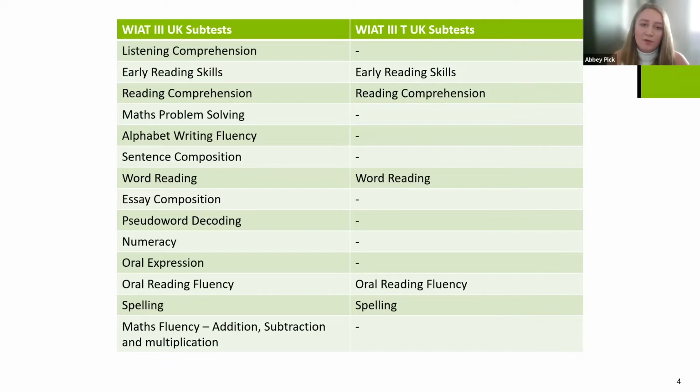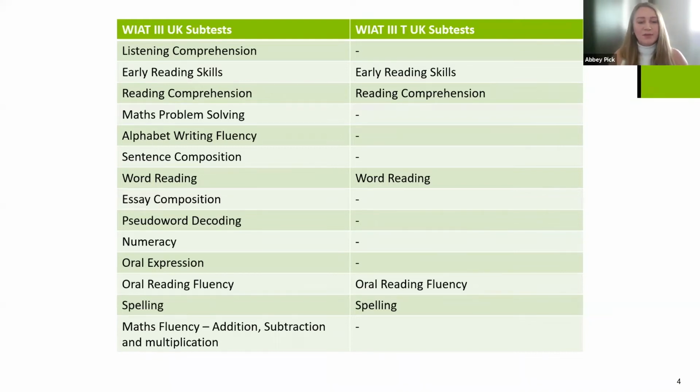For maths problem solving, this measures untimed maths problem solving skills in the following domains. So you have basic concepts, everyday applications, geometry, and algebra. And the student provides oral and pointing responses. For alphabet writing fluency, this measures the ability to write letters of the alphabet within a 30-second time limit. So the student may write letters in any order, in cursive or in print, and in upper or lowercase.